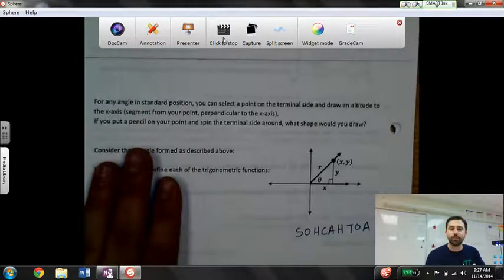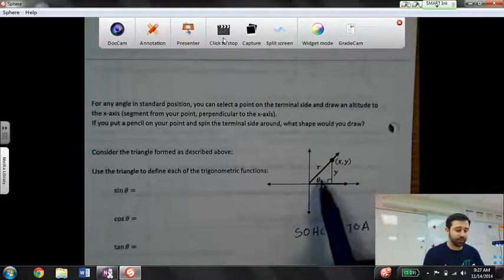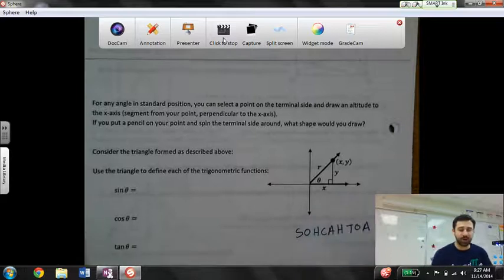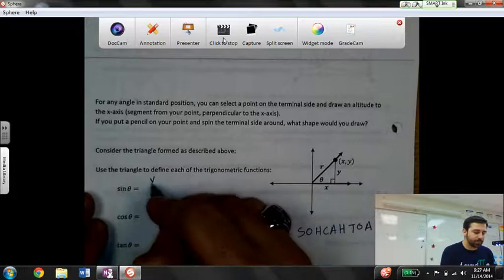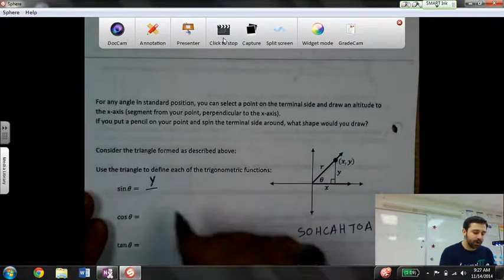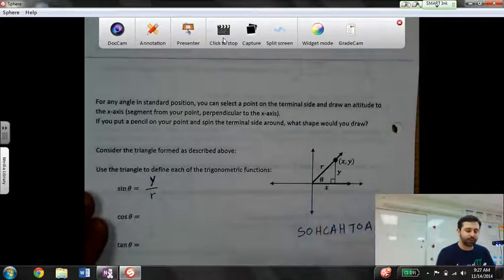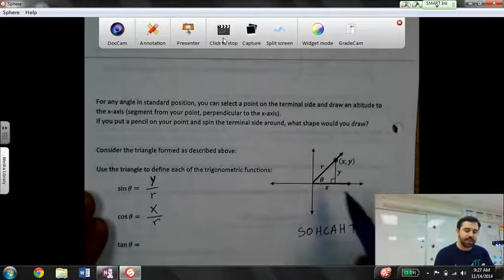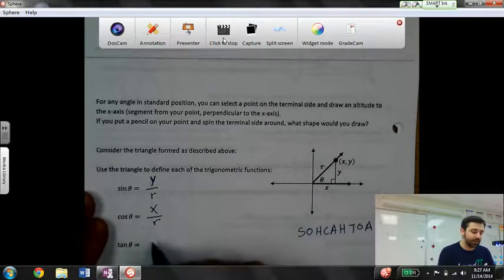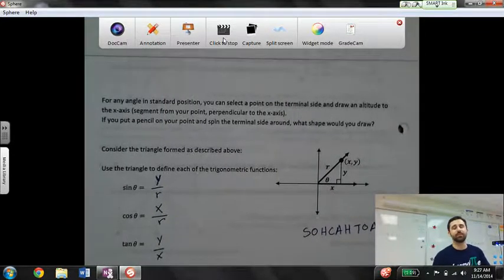And so you'll remember SOHCAHTOA, where looking in this example, theta is our angle measurement we're using, and so the sine of theta would be opposite over hypotenuse, which in this situation is y over r. Cosine is adjacent over hypotenuse, which in this situation is x over r, and then tangent is opposite over adjacent, which in this situation is y over x. And so we're going to be able to use these trig functions a little later on to find all the missing parts of our triangle.